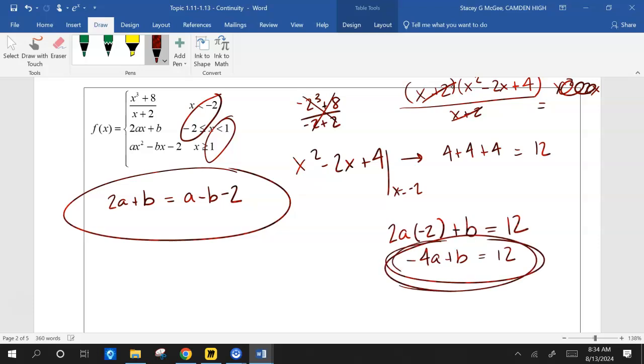Why is it what? Yeah, I plugged in 1. I plugged in 1 for the x's. So I'm plugging in 1 for the x's here. That's my left-hand limit. 1 for the x's here. That's my right-hand limit.